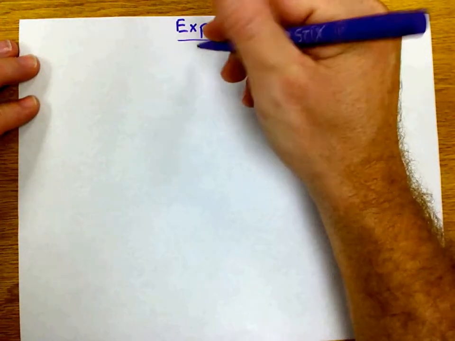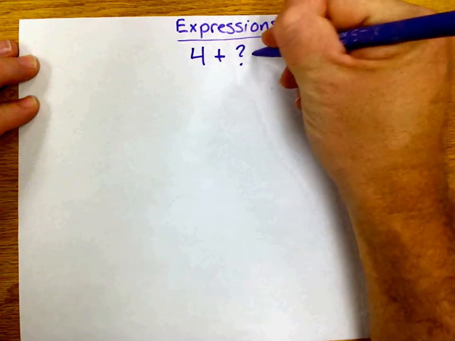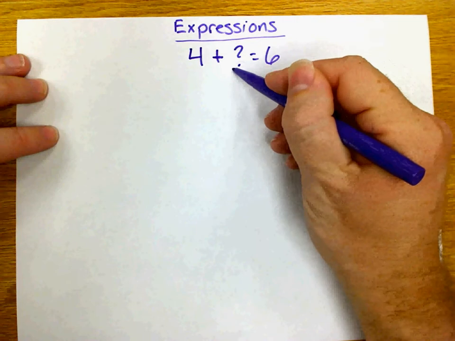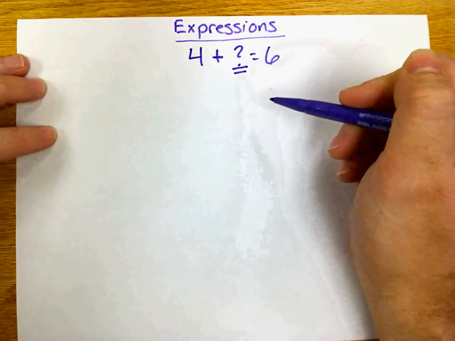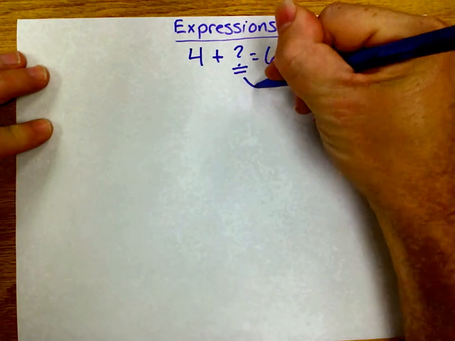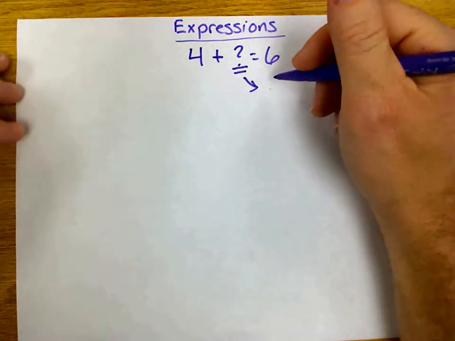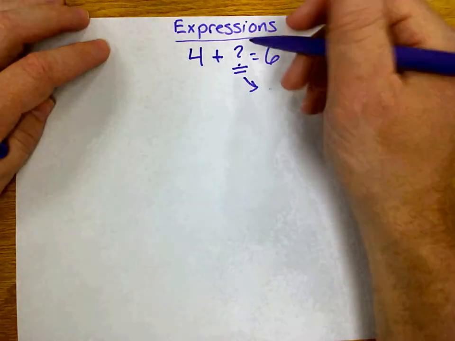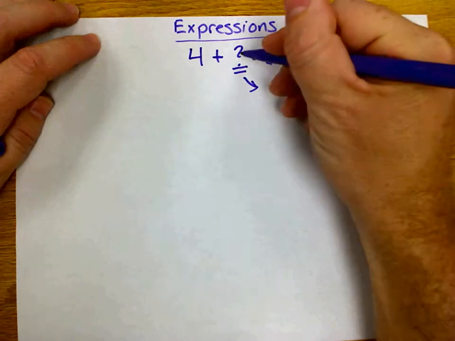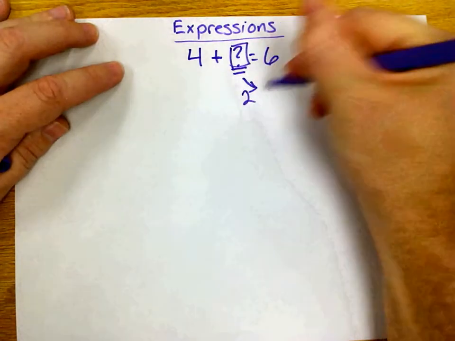This is an expression. 4 plus question mark equals 6. It's a simple one, but basically, if there's a missing number, a missing piece to it, then it's an expression. This question mark, the thing that can change, is kind of a variable. Well, not this one, but 4 plus blank equals 6. This is an expression because we need to find something in there. What's the question mark? Well, 4 plus 2 equals 6.